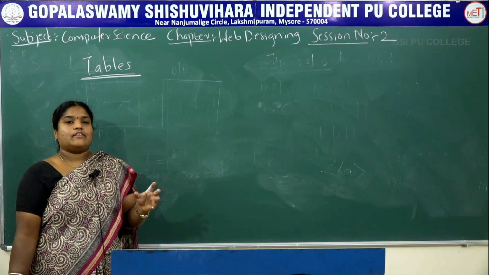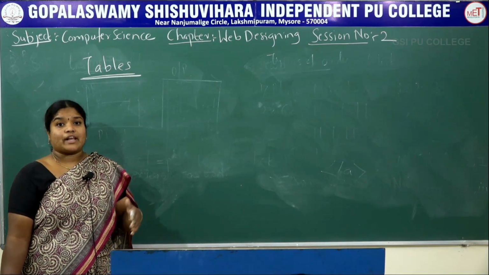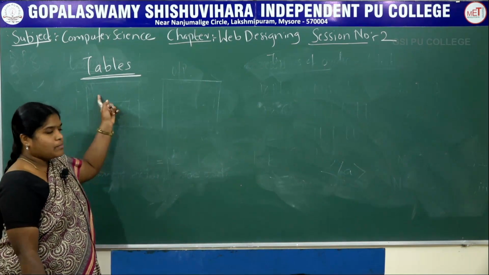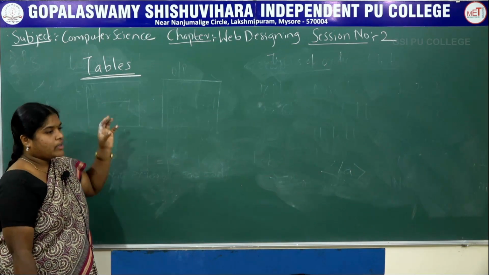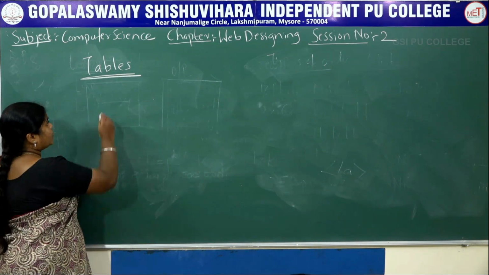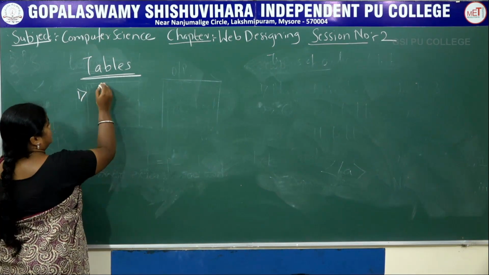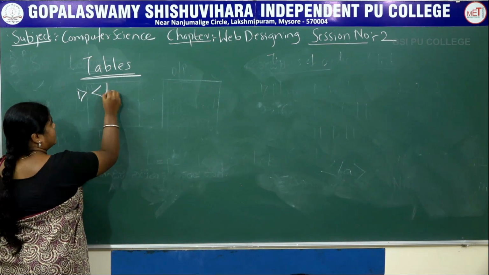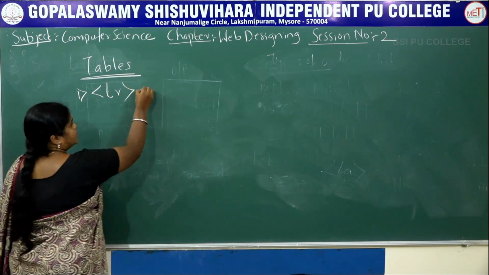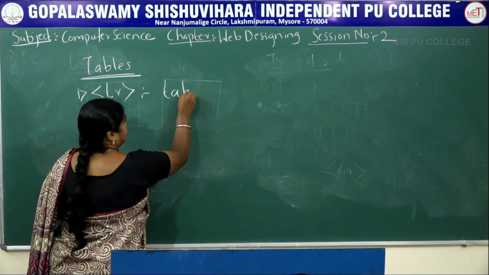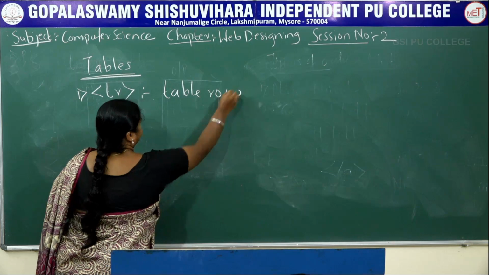A table itself consists of a number of tags included in it. For the table tag, for drawing a table on a web page, we are going to study some of the basic tags included within the table tag. The first tag is tr. So tr indicates table row.